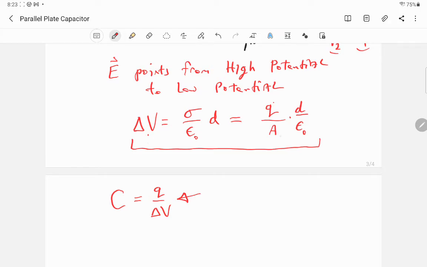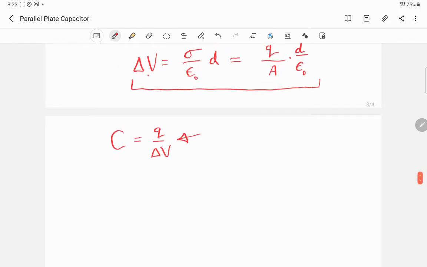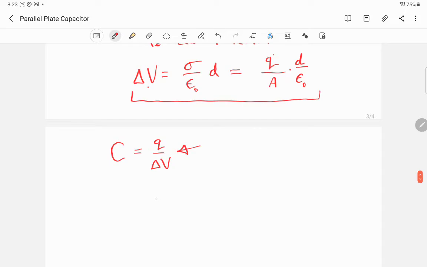So let's take this expression that we got to and just solve for Q over delta V. So delta V is Q over A epsilon naught times D. So if I want to solve for Q over delta V, I'll pull the delta V underneath, put the A epsilon naught up top, and divide the D across. So it goes A epsilon naught divided by D, and that's equal to Q over delta V. And this is the definition of the capacitance.